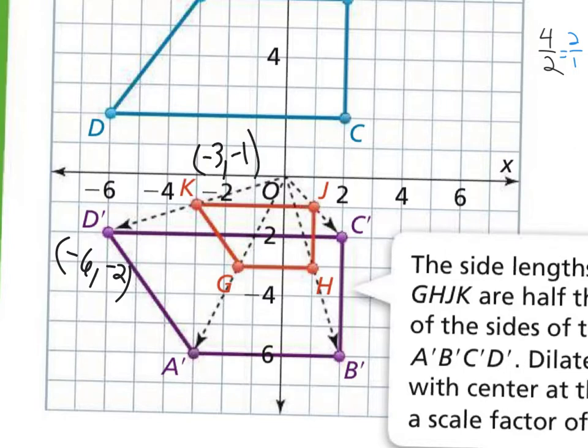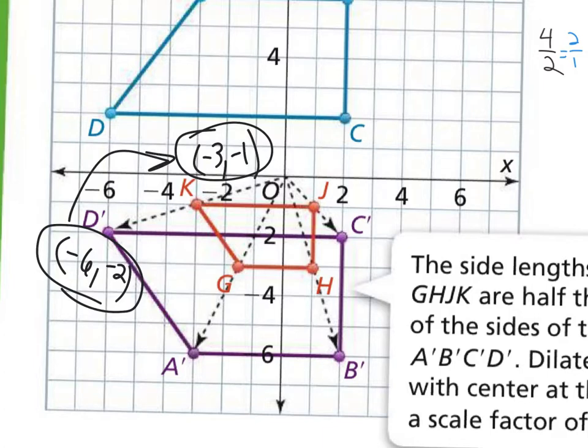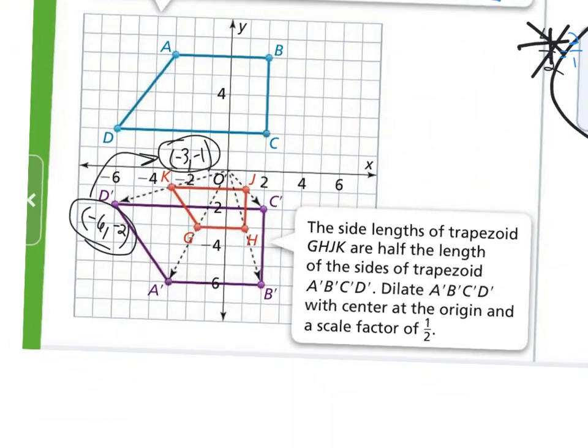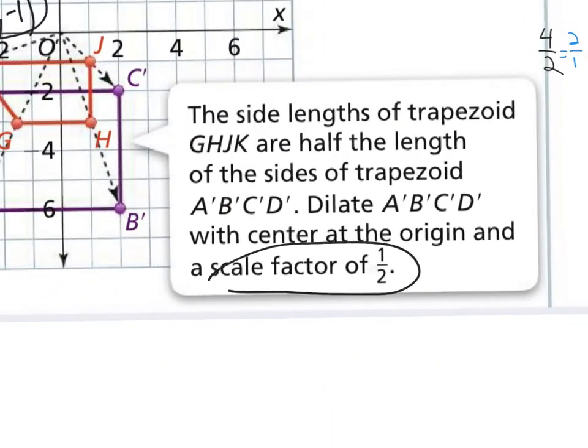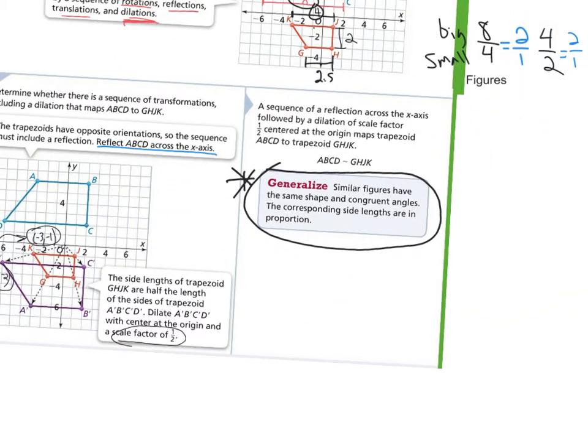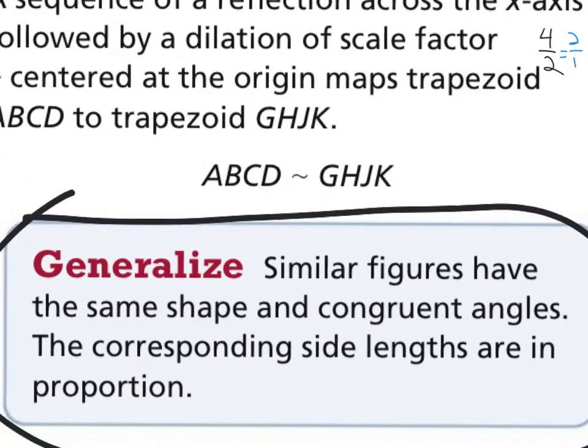If we're at -6, -2, and we're trying to get to -3, -1, you can see those other ones are half as big. So we'd have to take half of those. And that's how they came up with the idea of having a scale factor of 1/2. So it's a reflection and then a scale factor of 1/2, and then we can for sure say that those are actually similar. When we say that they're similar, we can make this similarity statement.